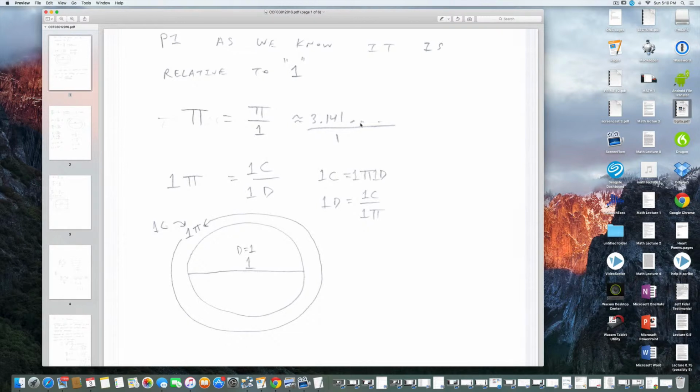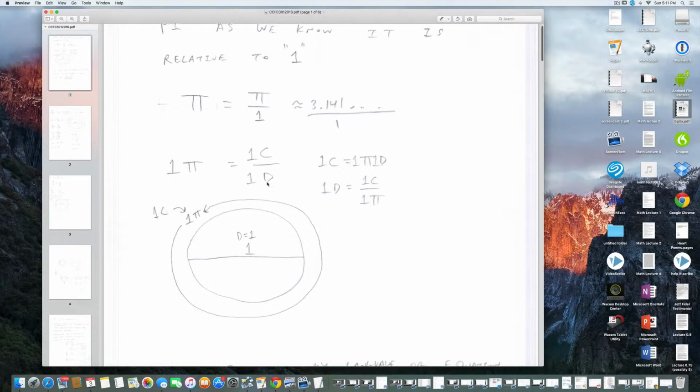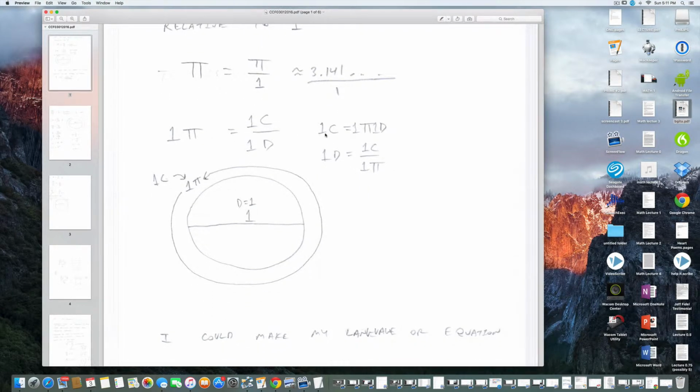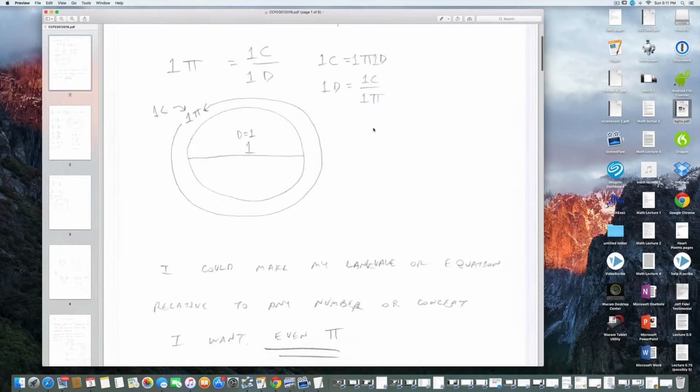But the ratio would remain the same, because if we divided 6.282 by 2, then we get 3.141. So pi really equals pi over 1, or approximately 3.141 over 1. So 1 pi equals 1 circumference over 1 diameter. Okay, so we really mean 1 pi, and we mean pi relative to the number 1. That's the point here. And we could rewrite this as 1 circumference equals 1 pi times 1 diameter, or 1 diameter equals 1 circumference over 1 pi.